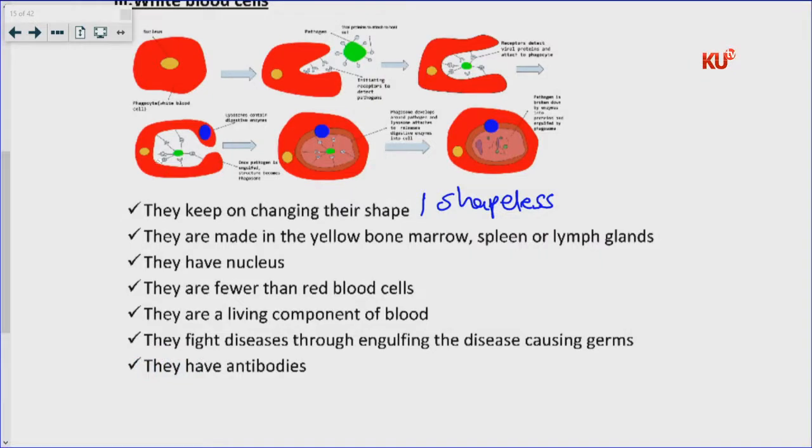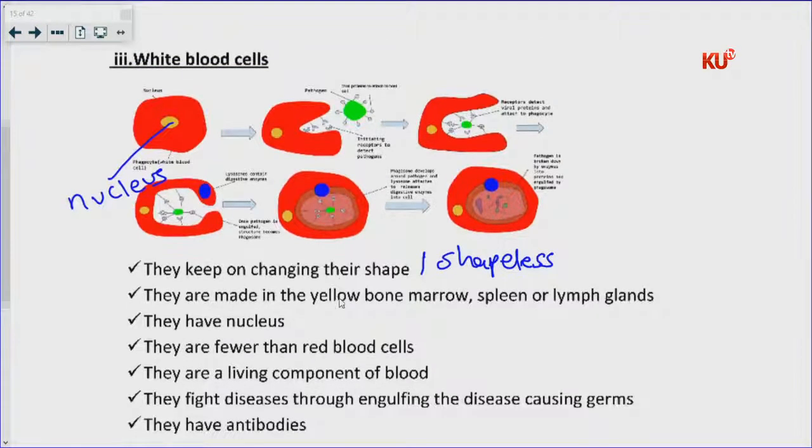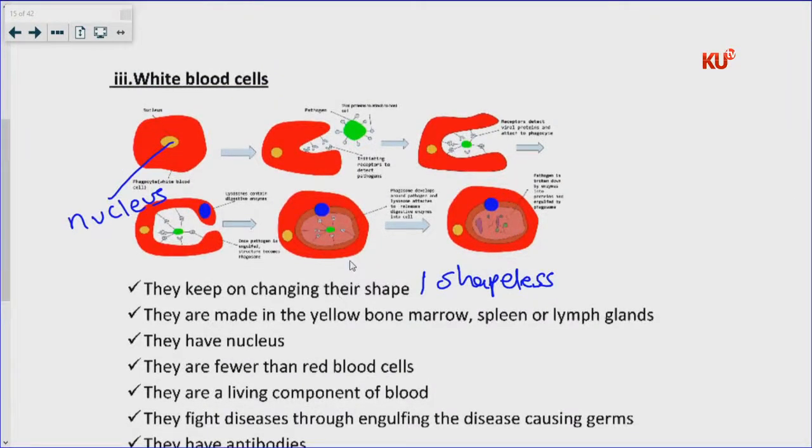They have the nucleus. If you look at your diagram keenly, you can see the nucleus. This is what we refer to as the nucleus. They are fewer than the red blood cells. They are a living component of blood, and they fight diseases through engulfing. The disease-causing germs are fought in the body by what we call the white blood cells.